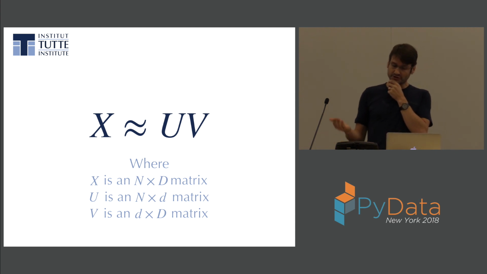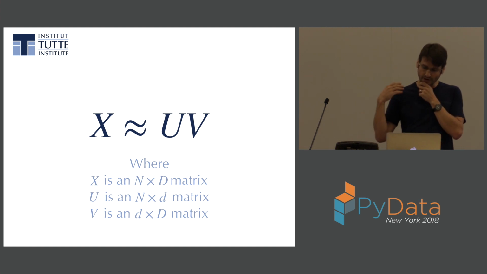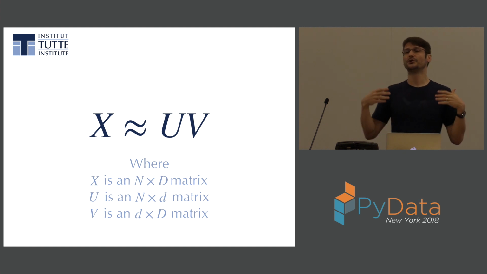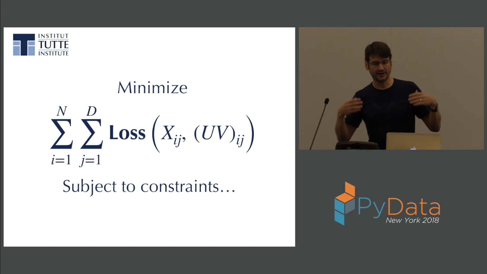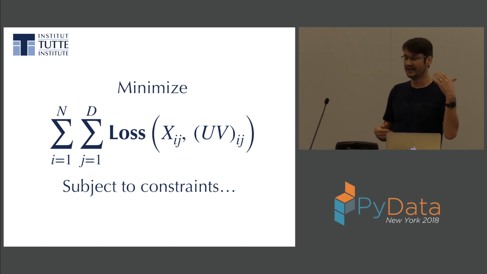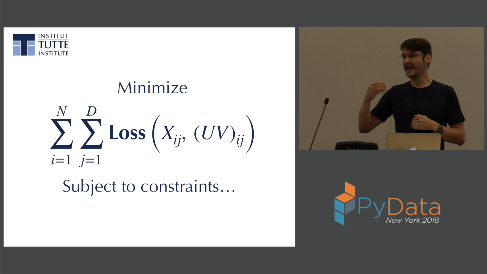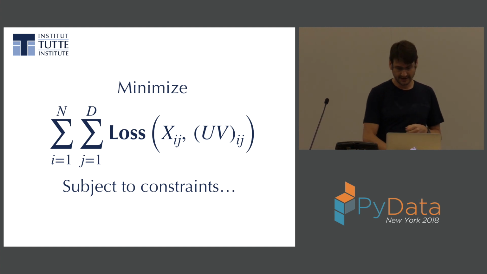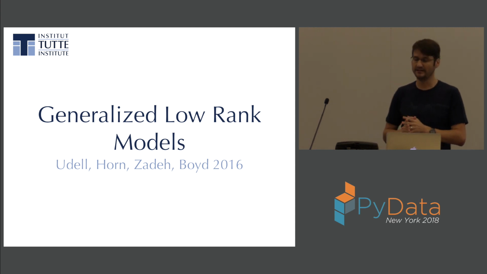So what we can do is turn this into a different problem, an optimization problem. What approximately equal to is going to mean is we're going to try and minimize some notion of error or loss. So we can define it this way: we're trying to minimize this loss between our original data and our reconstructed data, subject to some constraints. And exactly how we define that loss and what those constraints are gives us all these different matrix factorization techniques.